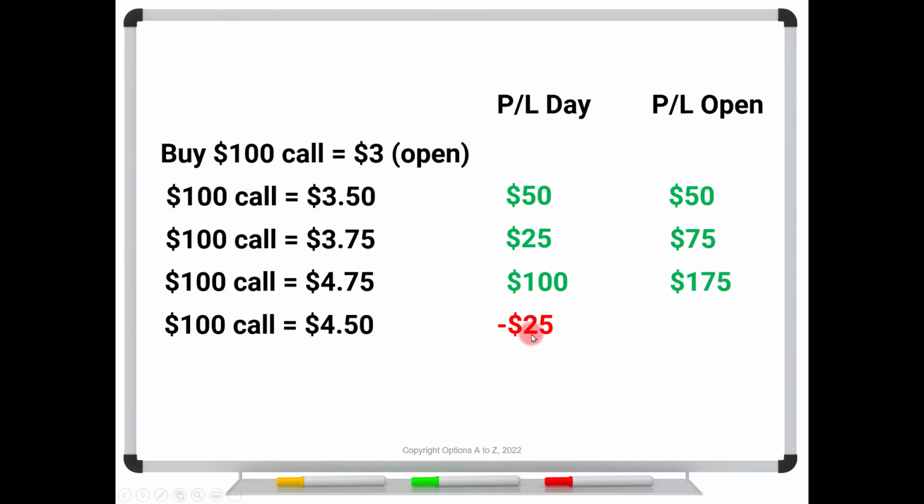Now again, if you had two contracts, this would show minus $50. If you had 10 contracts, it would show minus $2,500. It's just showing you the total gain or loss. But over here, your profit and loss since you've opened the position will be plus $150 because you're up from $3 to $4.50 since you've opened the position.